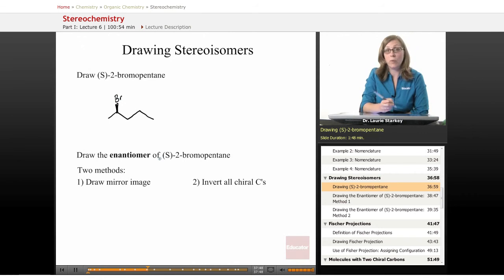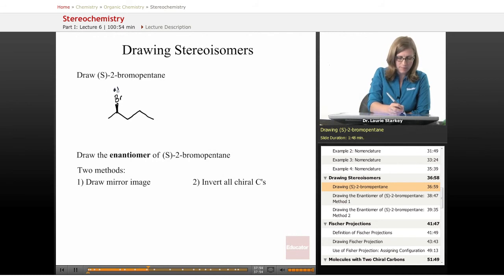And then what can we do? We can check to see if we made the right guess. Bromine would be number 1. And between these two carbons, we have a methyl and we have this propyl. This has an extra carbon attached, so this is number 2. This is number 3, and our hydrogen is pointing back. So did we make the right guess? No, this looks like we drew the R configuration.